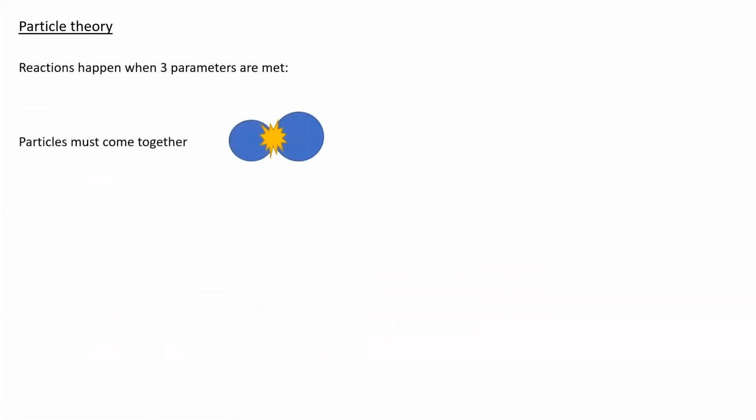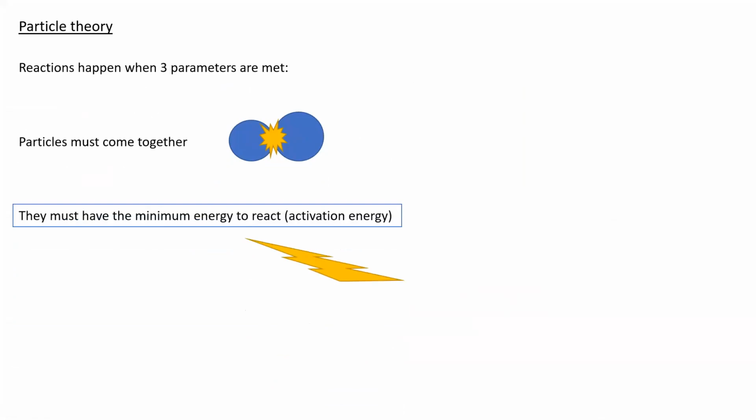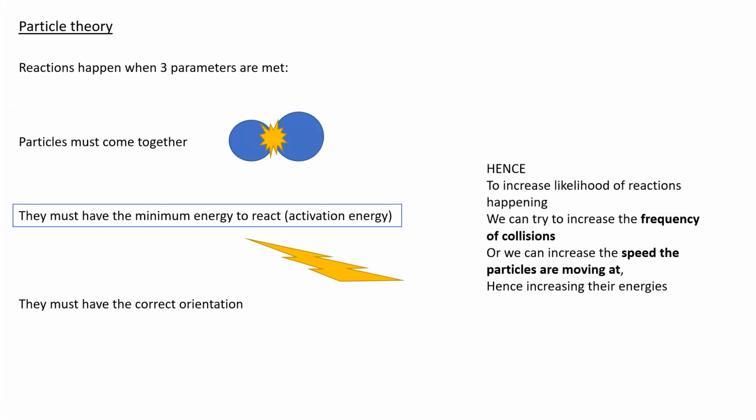Next, we'll take a look at particle theory. So for a reaction to happen, three parameters must be met. The particles have to come together, obviously. They have to have the minimum energy to react, which we call the activation energy. They also must have the correct orientation. Hence, to increase the likelihood of reactions happening, we can try and increase the frequency of collisions or increase the speed the particles are moving at, so increase the energies and try and increase the amount of particles that will have the activation energy.